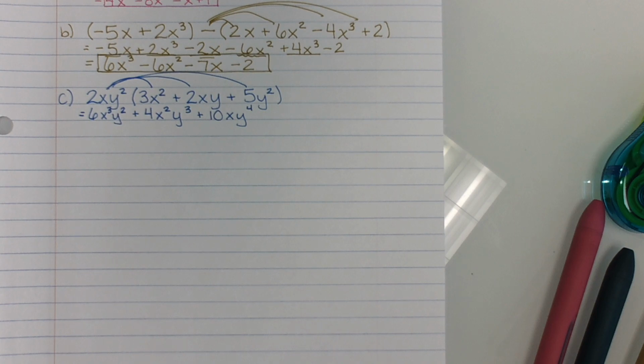The degree of a monomial that has multiple variables, you have to add the exponents. What's 3 plus 2? 5. What's the degree of this one? 5. What's the degree of this one? 5. What exponent's on the x? 1. What's 1 plus 4? All three of them have a degree of 5.